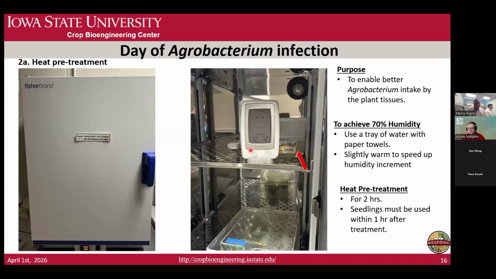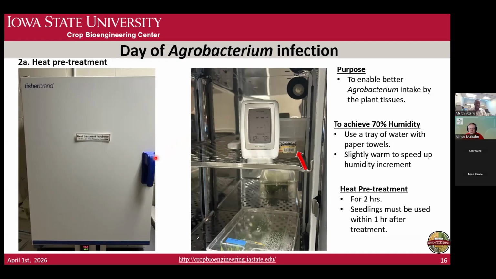Okay, so now in this section, I'm going to take you through the Agrobacterium infection process up to the time of regeneration. On the day of Agrobacterium infection, there are a couple of things we have to do before the infection. First and foremost, we have to do heat pretreatment for the seedlings that are 10 to 12 days old. We do that at 45 degrees Celsius and at a relative humidity between 60 and 70%.